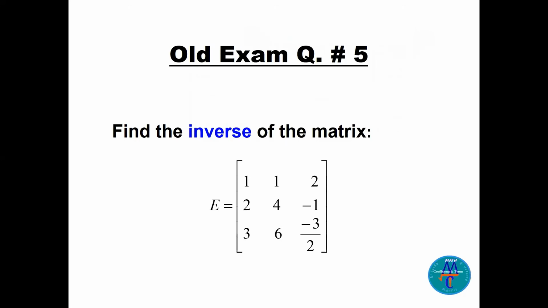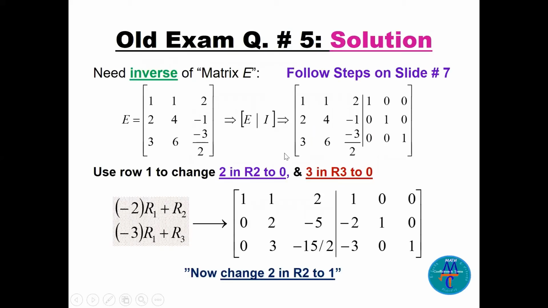Let's find the inverse of this matrix E: [1, 1, 2; 2, 4, -1; 3, 6, -3/2]. There is a little fraction here, but we can proceed. Now, to find the inverse, we have to use the steps.